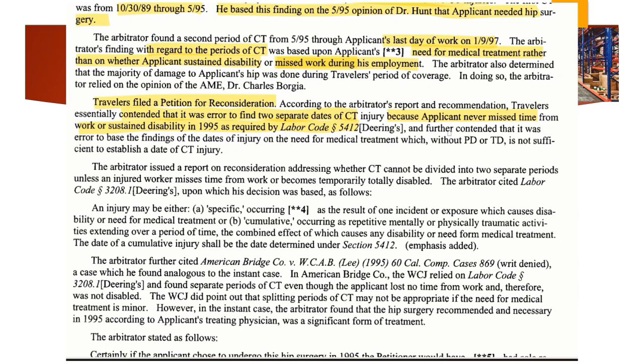And further, they contended that it was error to base the findings of the dates of injury simply on the need for medical treatment, which, without permanent disability or temporary disability, is not sufficient to establish a date of injury. And so the parties went back and forth, with Travelers looking for some relief on this determination.